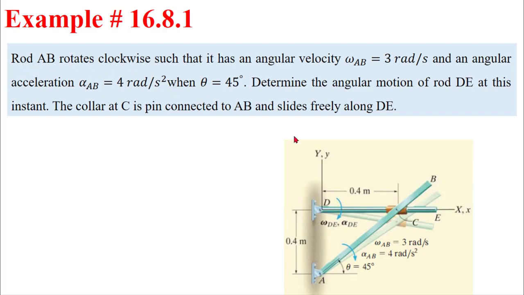So here we have rod AB. Where is rod AB? Here it is. Rod AB rotates clockwise, so here is the rotation clockwise. Omega is given, such that it has an angular velocity omega AB equal to 3 rad per second. This is clockwise, and an angular acceleration alpha AB of 4 rad per second squared. So alpha and omega are rotating in the same direction.